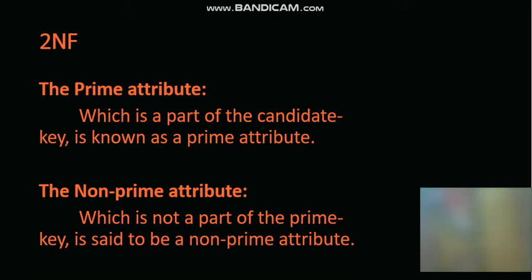Second normal form. Before we learn about second normal form, we need to understand prime attributes and non-prime attributes. The prime attribute is a part of the candidate key and is known as a prime attribute. The non-prime attribute is not a part of the candidate key, and is said to be a non-prime attribute.